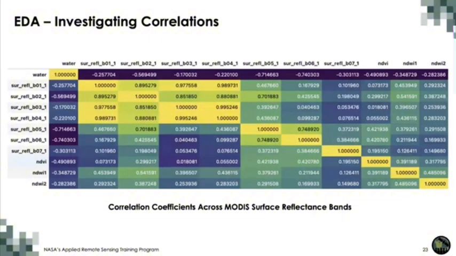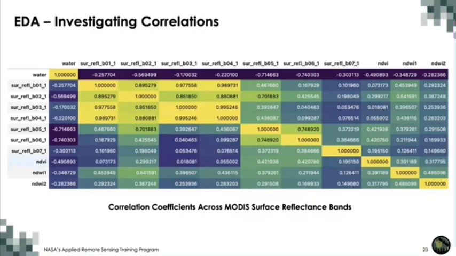Here we take a closer look at the correlation coefficient heat map of our MODIS training dataset. As expected, we can see that some bands that are closer together in wavelength have a strong relationship with each other. We can look at how each band affects the water classification.